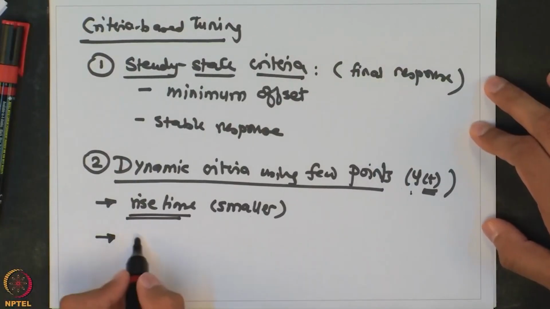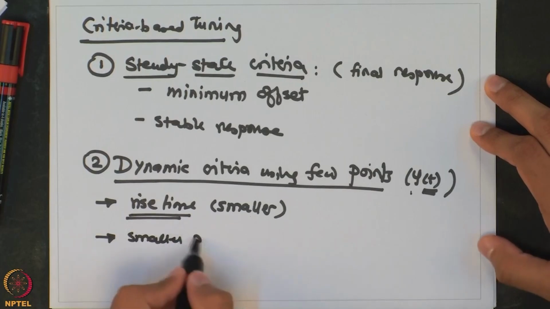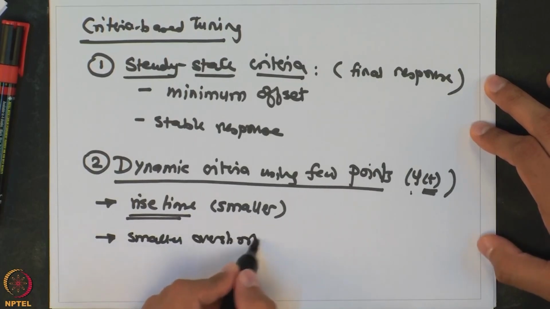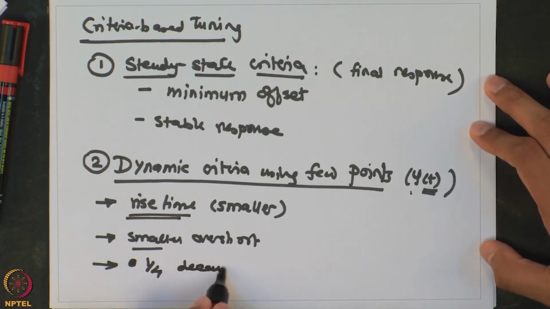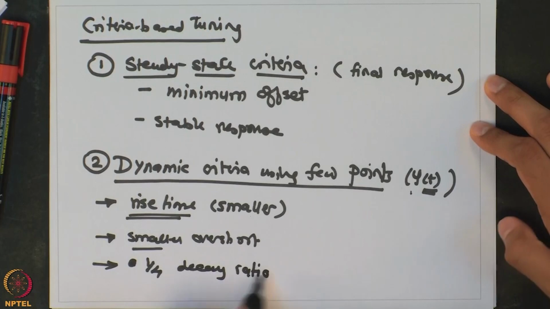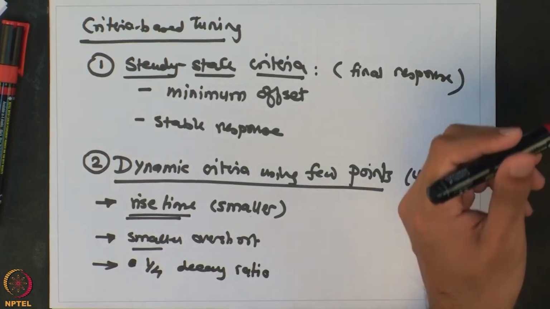The other one can be smaller overshoot. It can also be based on decay ratio, and a very common criteria which is used is quarter decay ratio. You want the oscillations inside the system to die down very quickly. So one of the very popularly used criteria is a quarter decay ratio.